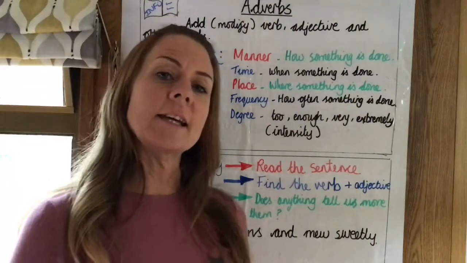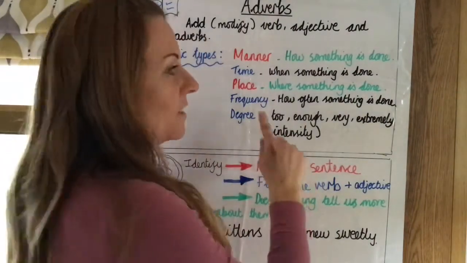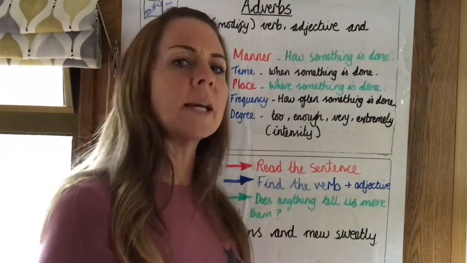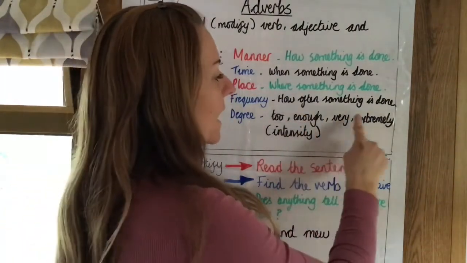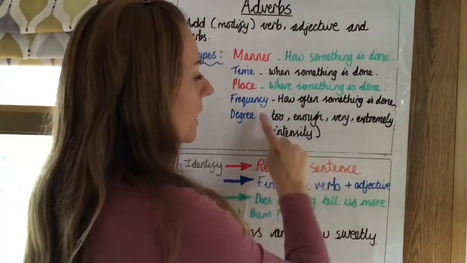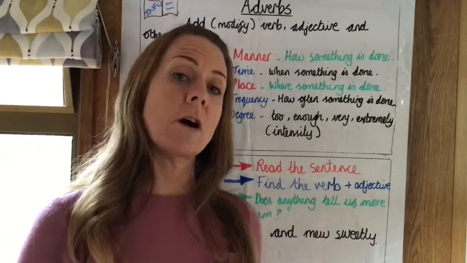And finally, they can tell you the degree. The degree means the intensity. That's a tricky word, so let me give you examples. Too, enough, very, extremely. These words are all adverbs and they are the degree type of adverb.